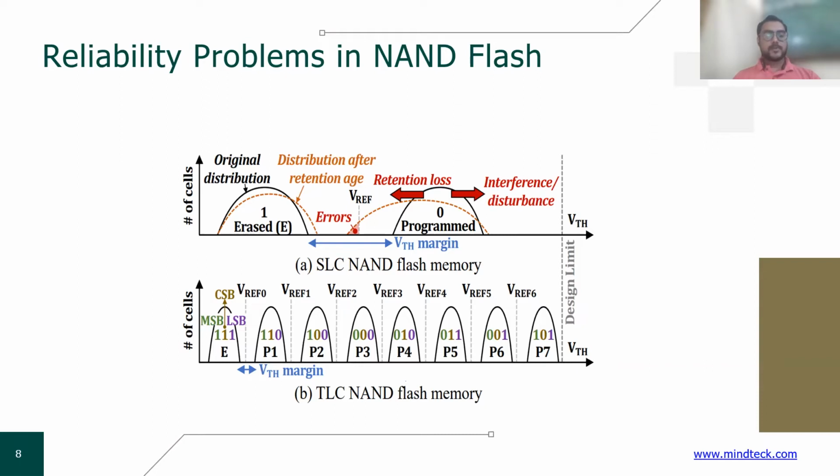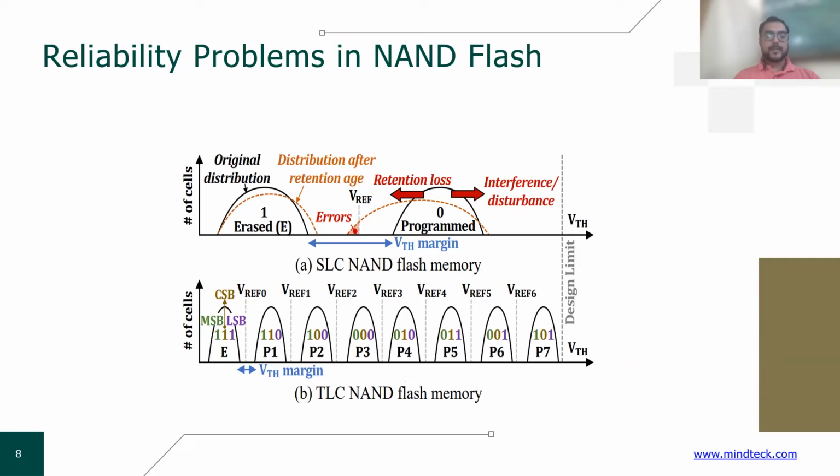So prior work shows that retention loss is the dominant source of error in 3D NAND memory. It experiences 40% less programming interference and 96.7% weaker read disturbance, while it suffers from a large number of retention errors that occur faster. A flash cell becomes more susceptible to error as it experiences more program and erase cycles.